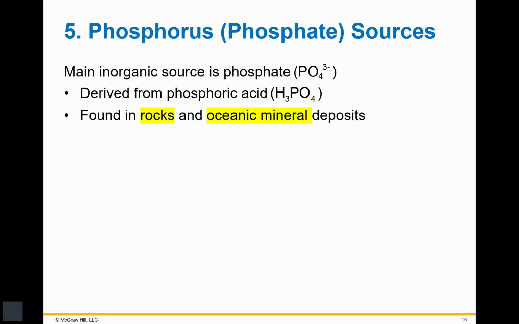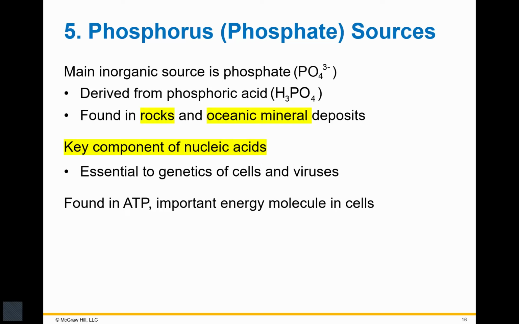The fifth element source is phosphorus or phosphates. Now, phosphorus is the backbone of nucleic acids such as DNA and RNA, and it is even part of ATP as well as phospholipids in the cell membrane. Without phosphate, the cells cannot reproduce. So phosphorus or phosphate is a really key component of nucleic acid and is very essential for the genetics of the cell and especially for viruses.